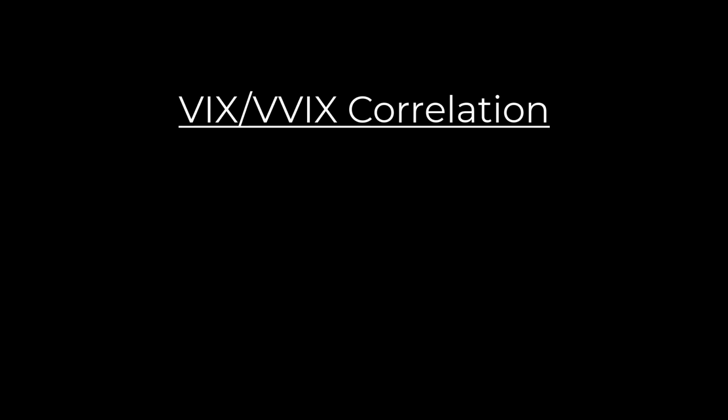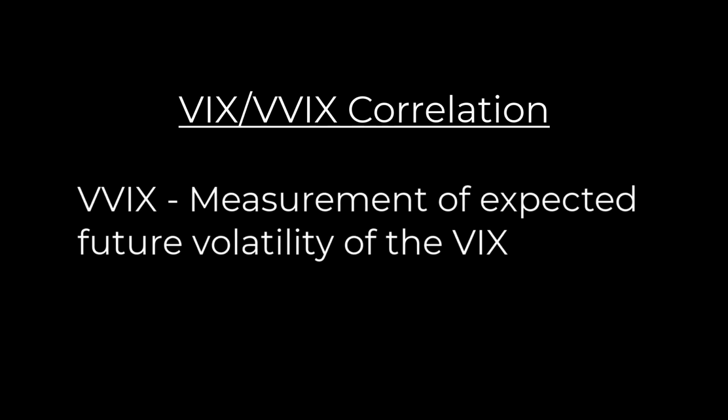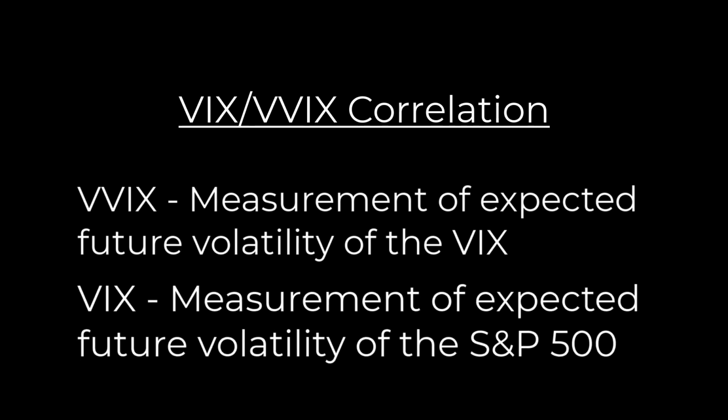It may have been only 3 or 4 years ago that I first started really looking closely at the VVIX. It's basically the measurement of the expected future volatility for the VIX, whereas the VIX itself is supposedly a measure of the expected future volatility of the S&P 500. There's a little bit of mean reversion that goes into this expectation.